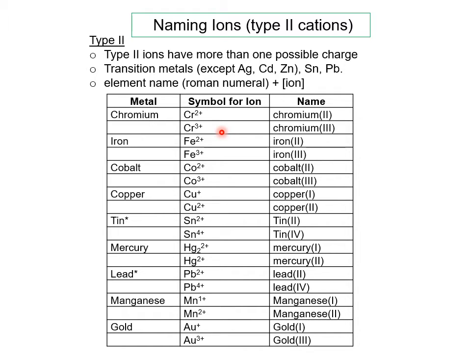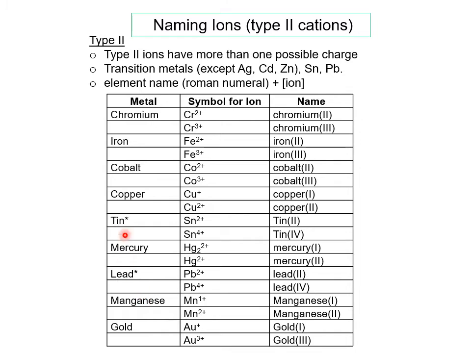The type 2 cations are mostly part of the transition metals, with the exception of silver, cadmium, and zinc, which we looked at are type 1. But in addition to the rest of the transition metals, tin, which has the symbol Sn, and lead, which has the symbol Pb, are also part of the type 2 cations, meaning these also have variable charges.